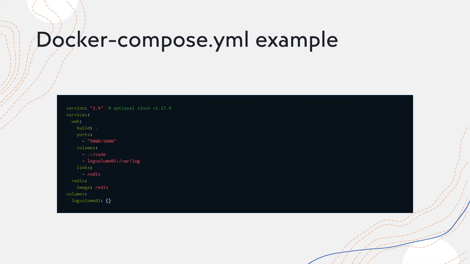So this is a file example for Docker Compose. As you can see, there is a version and the services. For example, a web service. Here are the ports that are open. This one is opened within the isolated environment, and this one is open to the outside world. Here you have volumes, links, and a Redis image too.